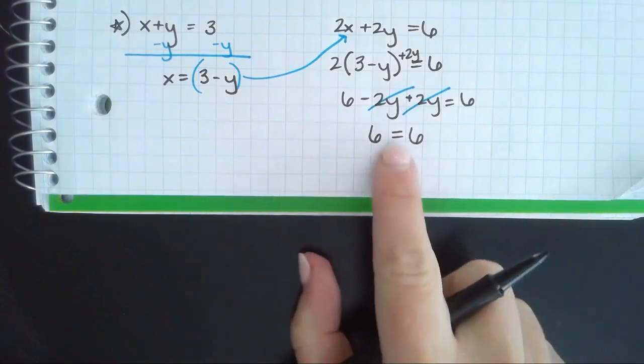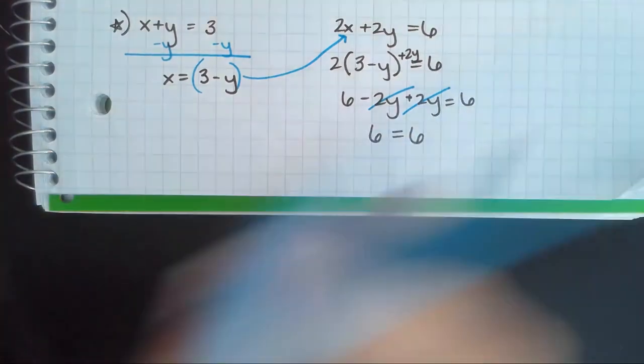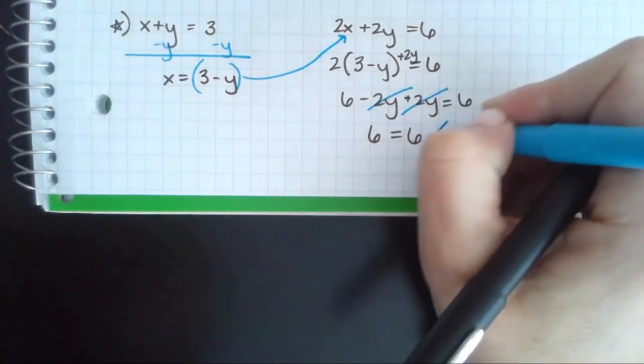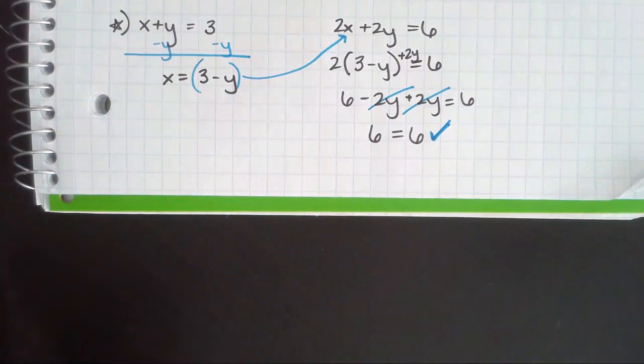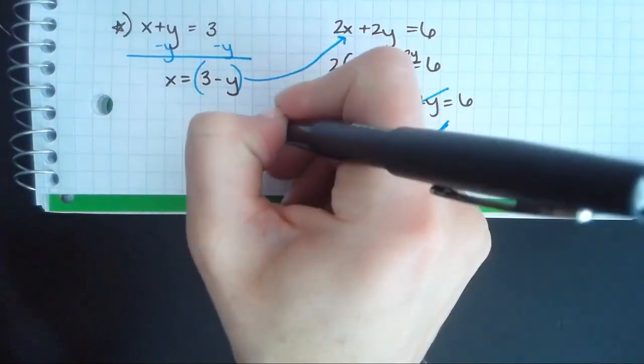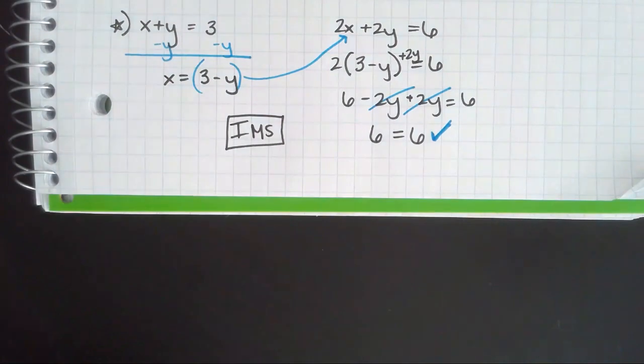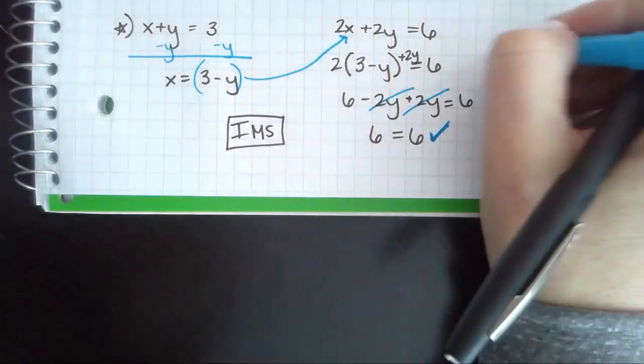When you end up with a statement that is true, 6 equals 6, is that true? Yes. When you end up with a statement that is true after you solve using substitution or elimination, a number equals itself, we say that there are infinitely many solutions. So if you end up with a statement that is not true, there is no solution. So let's make ourselves a little note.